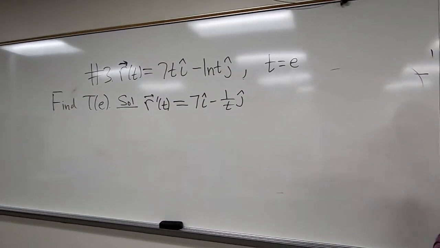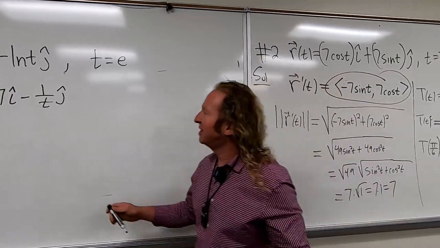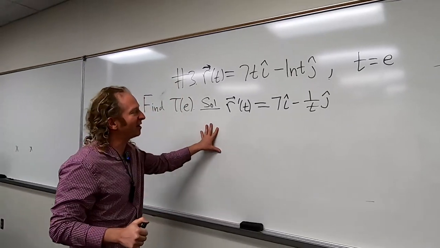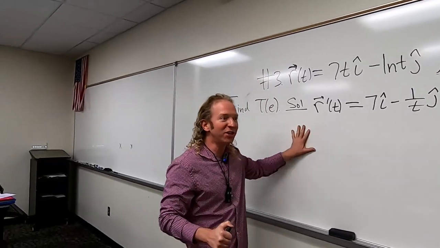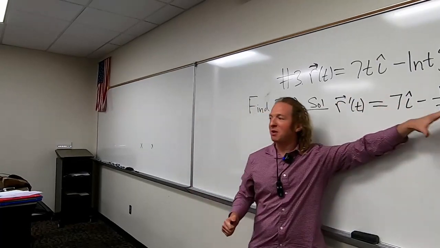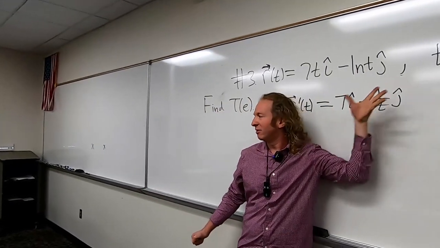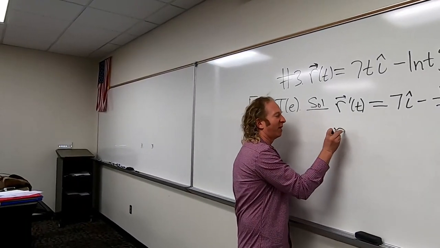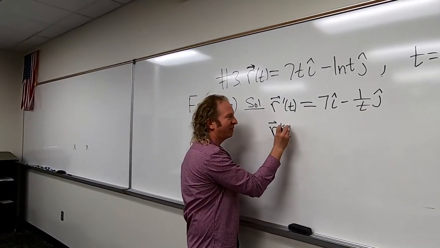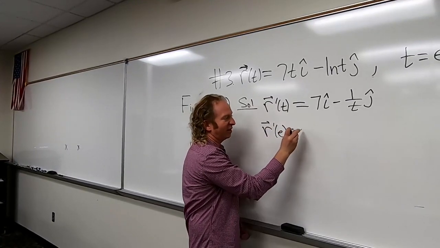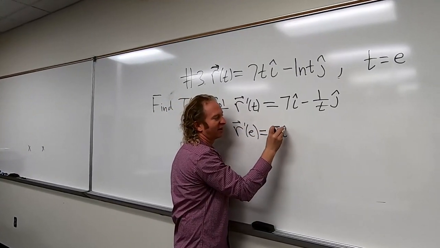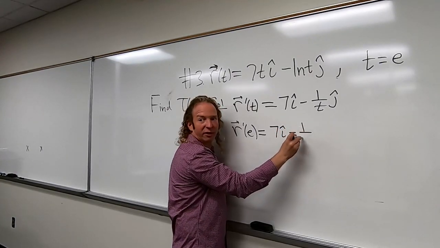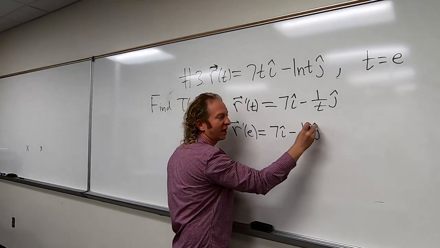All right, so we have R prime here. I guess we can find the magnitude now, but it might be easier to just go ahead and plug in the E. Let's just go ahead and do that. So R prime of E is 7 I hat minus 1 over E J hat.